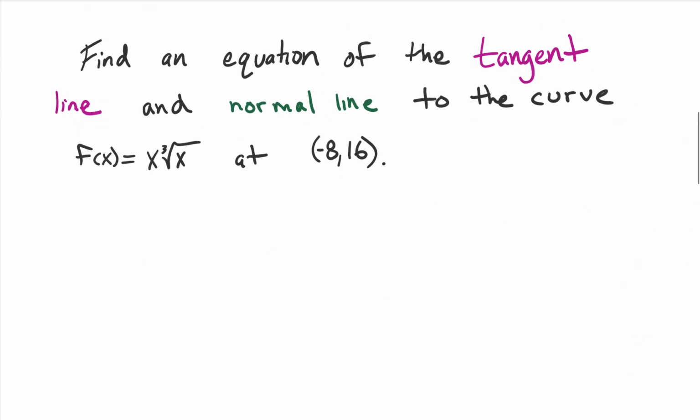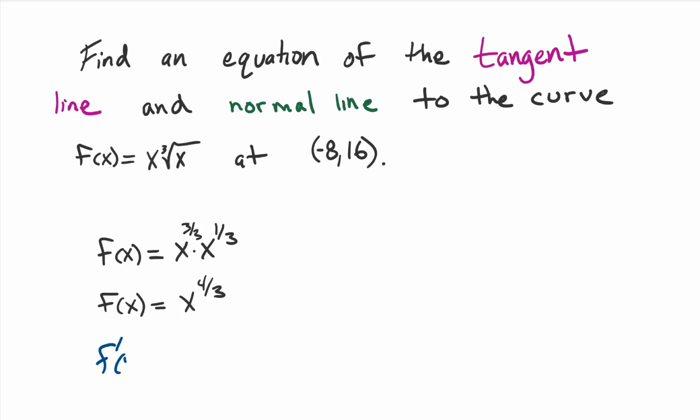Let's take our function and rewrite it. f of x is equal to x times x to the 1/3 power, which is x to the 4/3, because we add those exponents together: 3/3 plus 1/3 is 4/3. That is derivative ready. So f prime of x is equal to 4/3 times x to the 4/3 minus 1, which is 1/3. So we found its derivative.